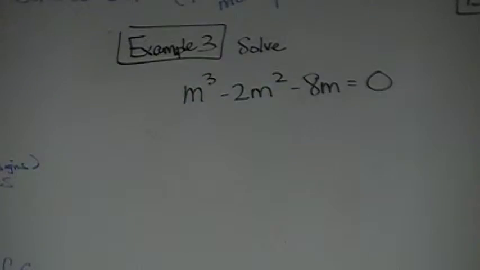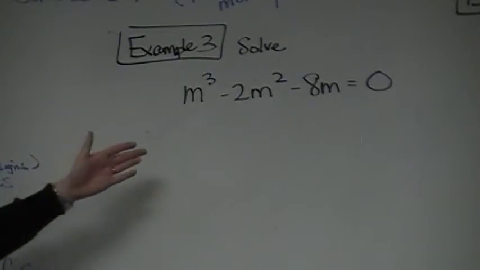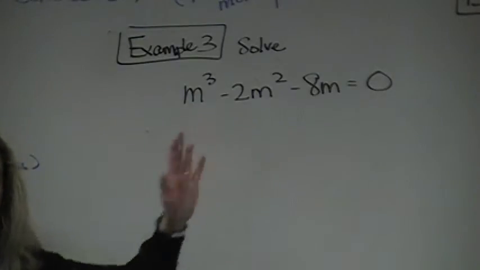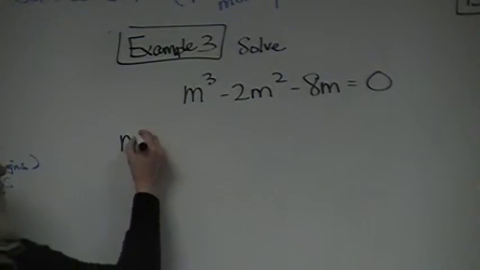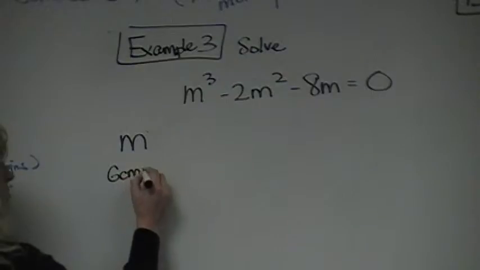What do I want to try to factor out of that trinomial? What do you think is the greatest common monomial factor? M. Is that the only thing I can take out, is M? Yep. The only thing I take out of all three of these terms is just M. But it's still my greatest common monomial factor, so that is still my GCMF.